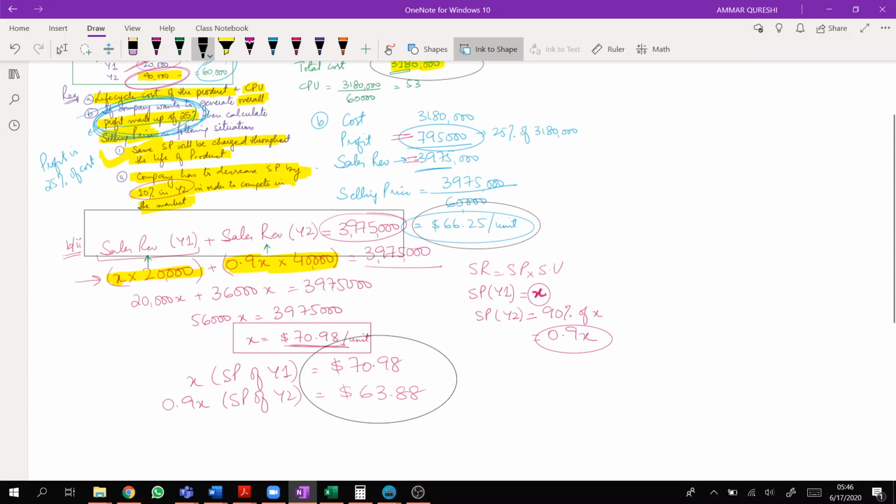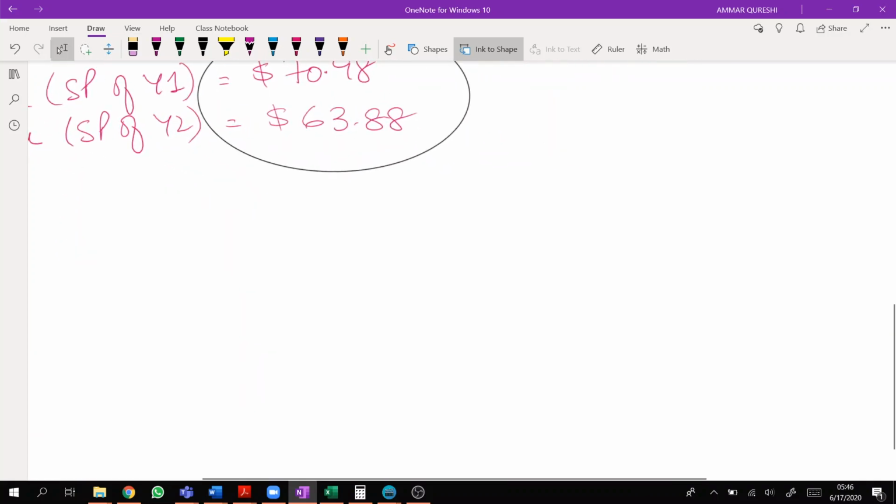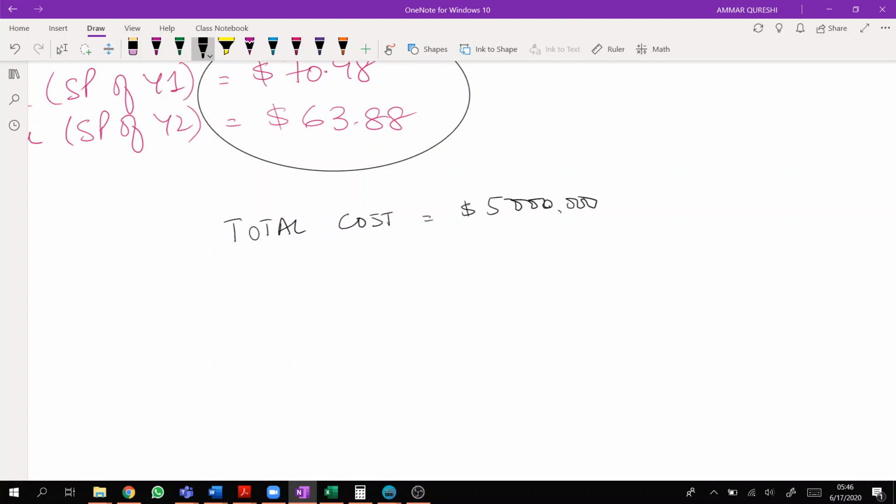See, suppose total cost is around 5 million. Right, let me correct the posture. All right, total cost is 5 million and the profit we want to charge is around 1 million. That means what? That means we have to charge 6 million revenue from the customer, right? This is the sales revenue which we have to charge.